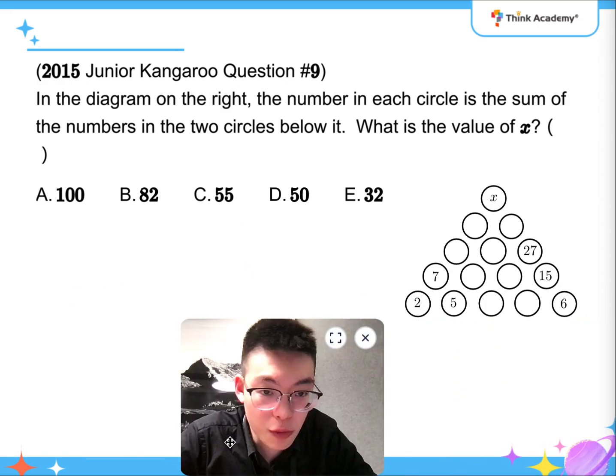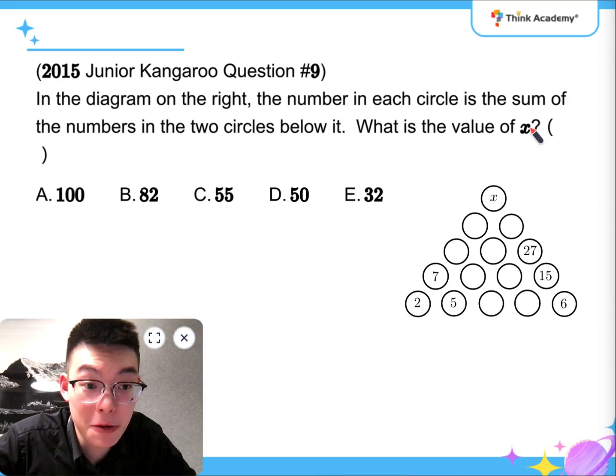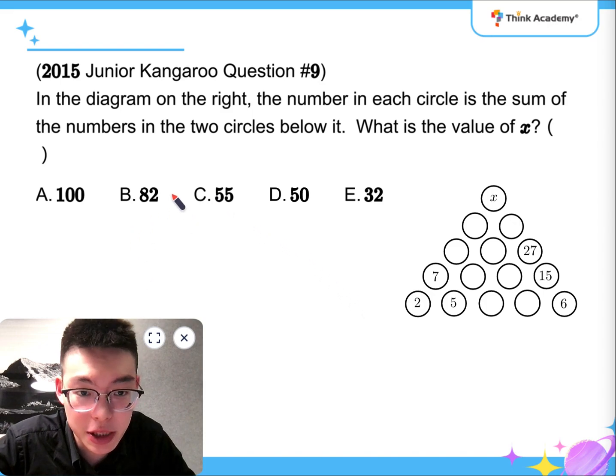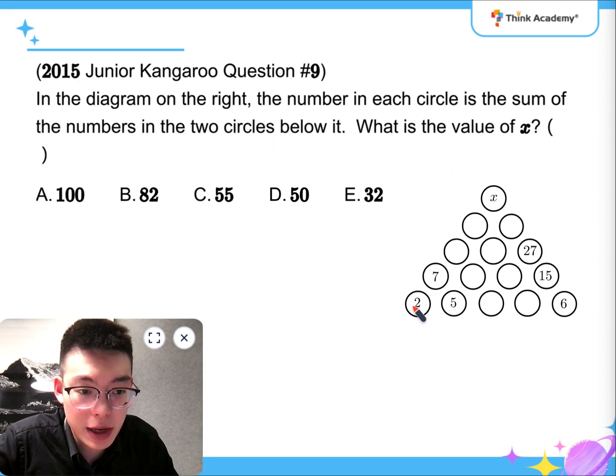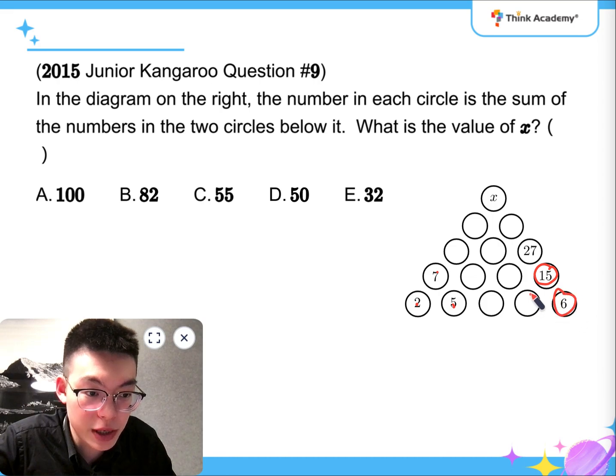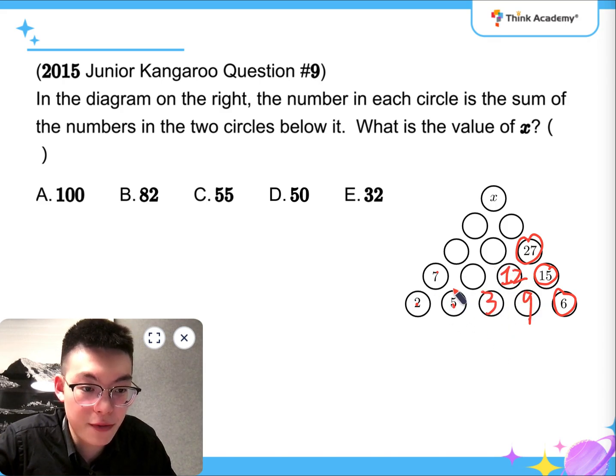And then the next question, just a very, very classic summation tower. The number in each circle is the sum of the 2 numbers below it. So we can have 2, 5, and 7 there. And by the 15 and 6, we know this is 9. By the 27 and 15, we know this is 12. By the 12 and the 9, we know this is 3. So 3 and 5 adds up to 8.